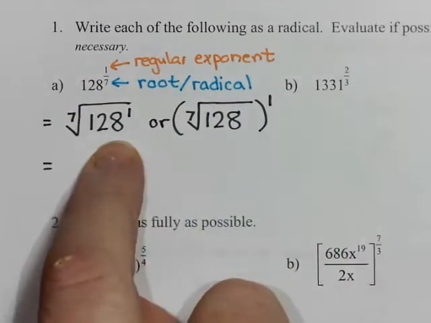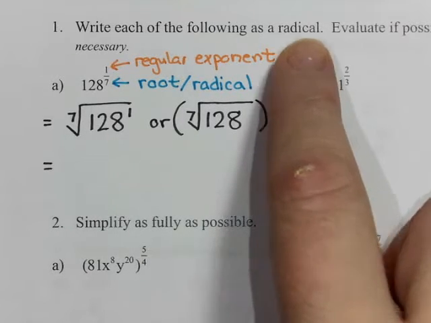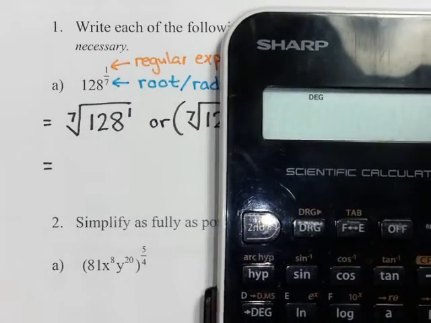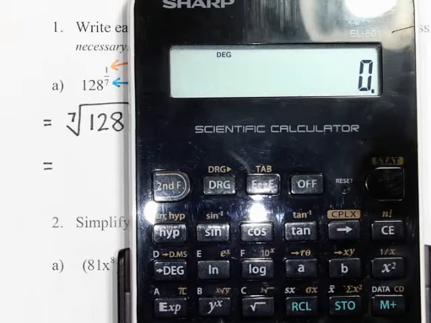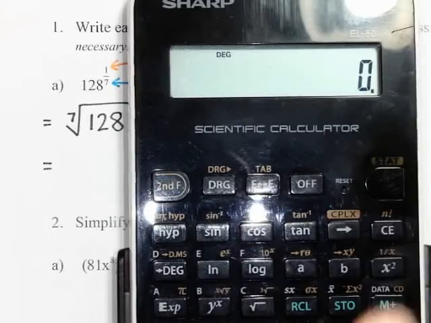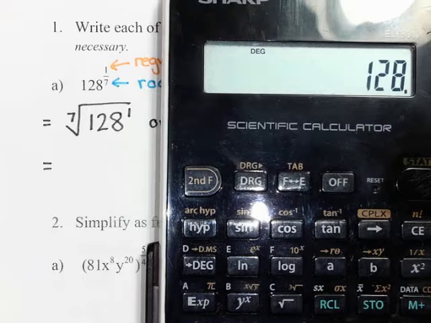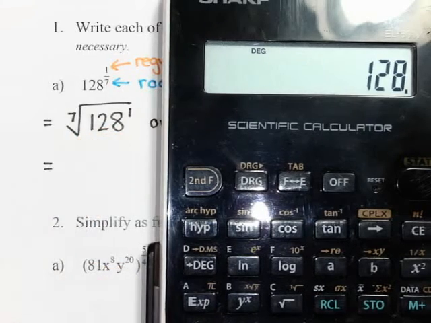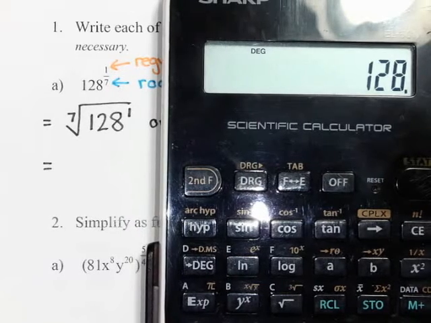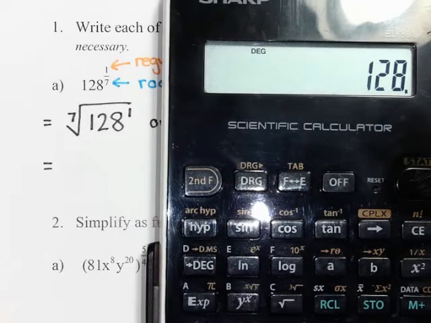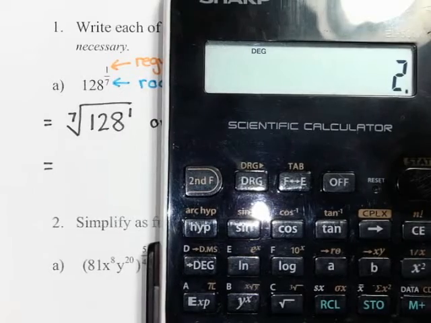Okay, so I wrote it as a radical, which is what they asked me to do, and then they said evaluate if possible. On my calculator, to do a 7th root, I use the second function of my exponent button. On this type of calculator where I don't see what I type in, I would do 128 first, then to the power of 1. I get 128, and then I'm going to do the 7th root. So I press second, my exponent button, and then 7 equals, and I get an answer of 2.